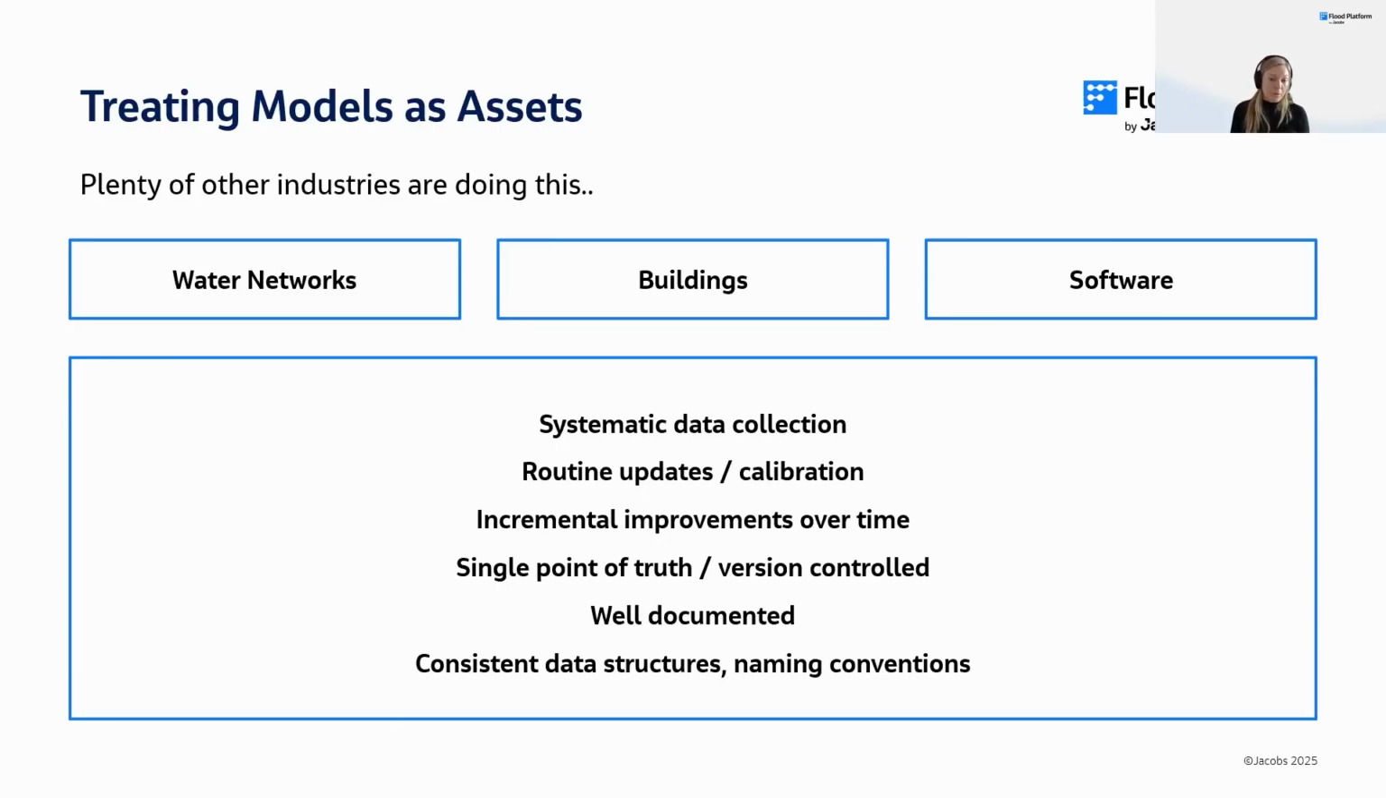So sewer and water network modeling often is done in software packages that actually do this for them. They're all well documented and they have consistent data structures and naming conventions. So it's not all bad in the flood industry, but certainly things are done a lot more consistently in other industries.